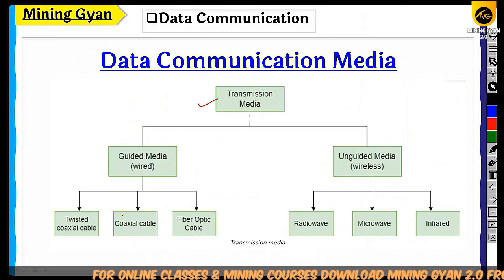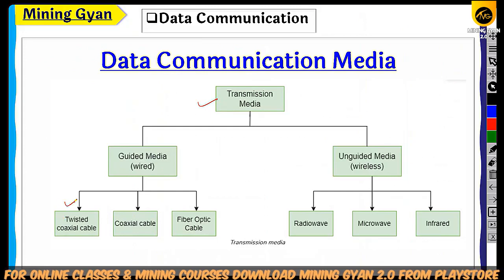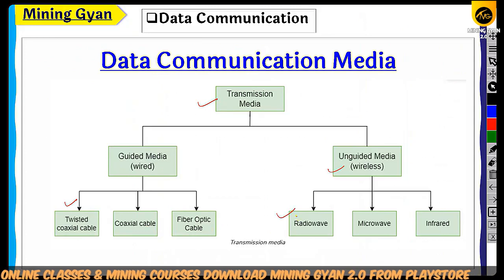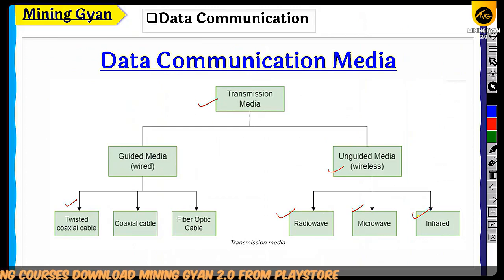The wired media is again categorized into three categories. First is the twisted pair. Basically, twisted pair is the Ethernet; you can say that this is the Ethernet cable. The second one is the coaxial cable, and the third one is the fiber optic cable. Now the wireless communication media are: first the radio wave signal, second the microwave signal, and third the IR or infrared signals. So there are two types of communication media: first the wired and second the wireless.